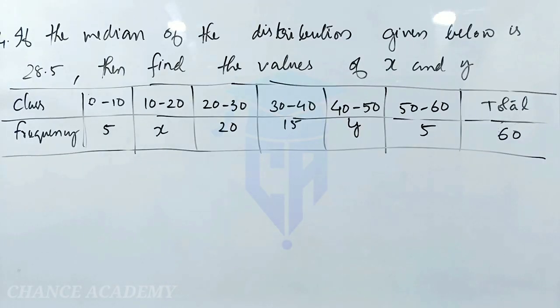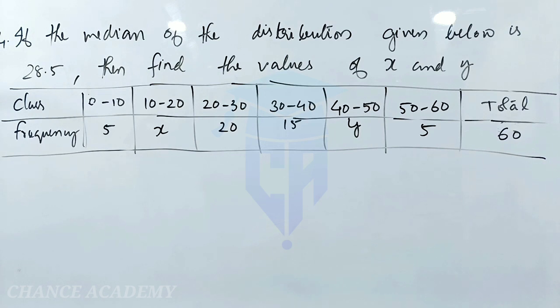So next question that we are discussing, it's about statistics, and this is a question where you can expect a few more things based on the very same question. Like in this question, they have given the median in the question itself. If the median of the distribution given below is 28.5, then find the value of x and y. So x and y are unknown. They have given already the median. So how to solve that question?